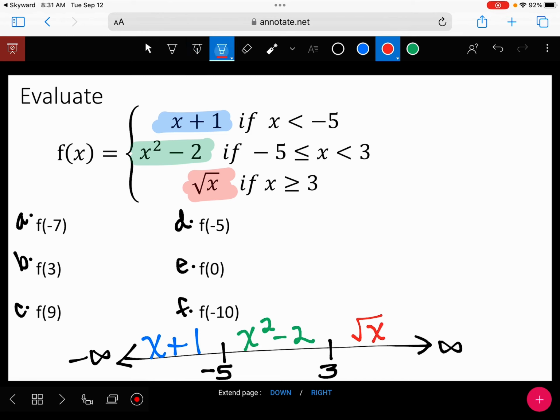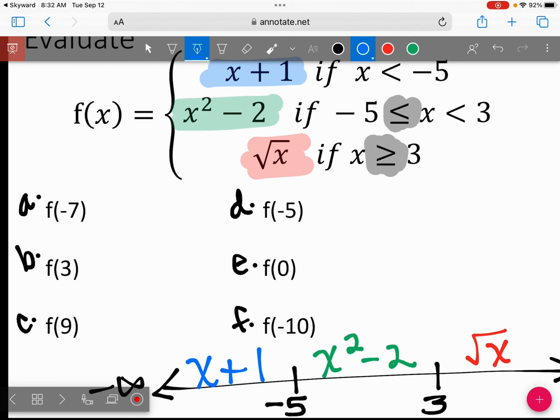And you have to be careful, though, and look at when it says equal to. So with that in mind, negative 7, would you agree that that's less than negative 5? So you're using this function here. So it would be negative 7 plus 1, which is negative 6.